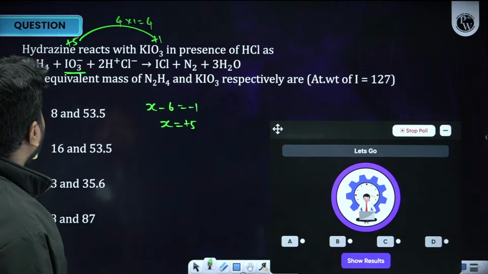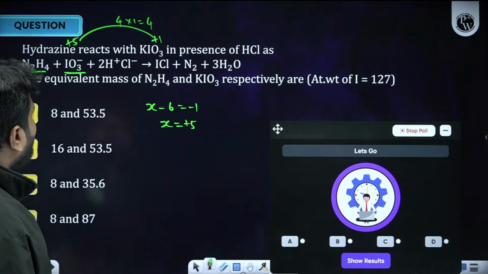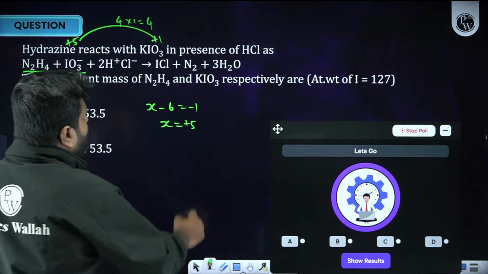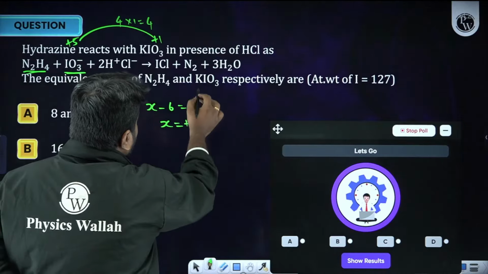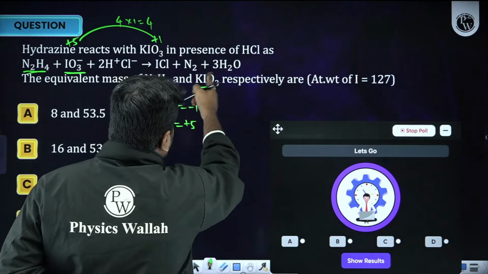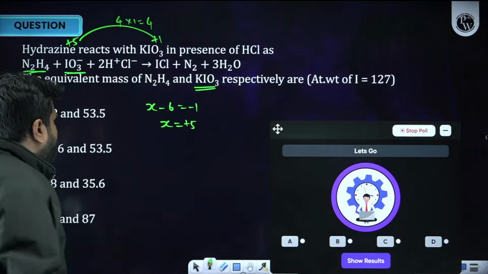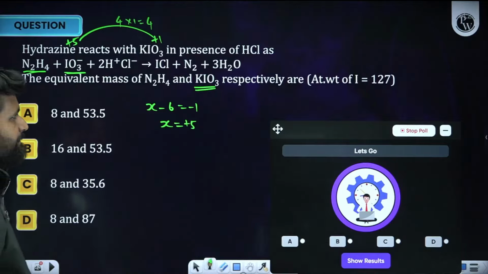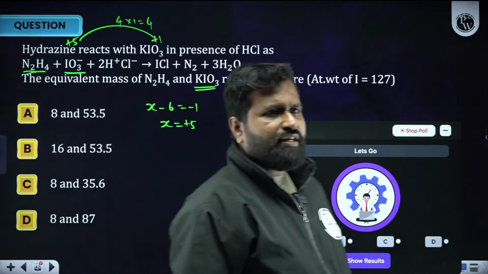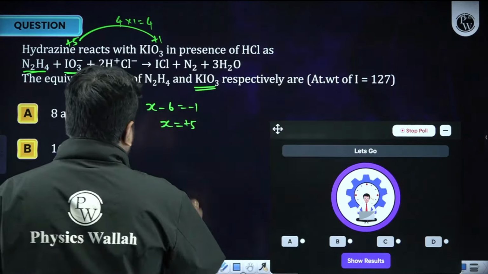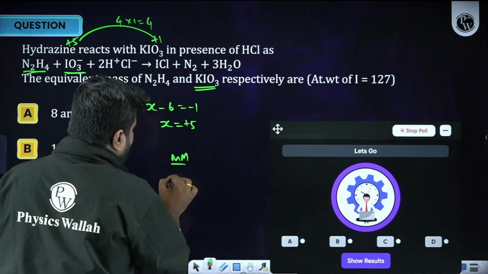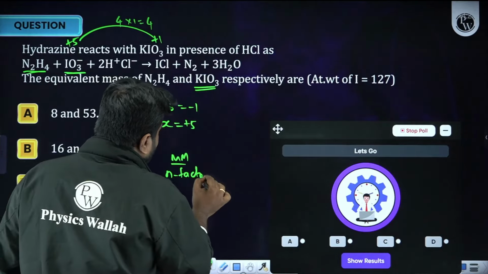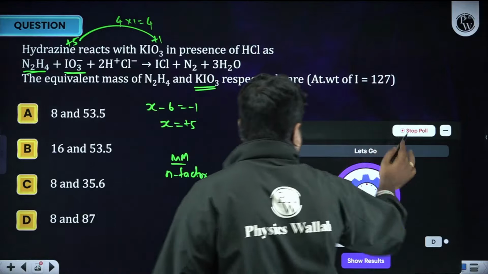Now they are asking for the equivalent mass. What will be the equivalent mass of KIO3? We can calculate it: molecular mass divided by N factor. In the same way, for N2H4 also you guys should be able to do it. Done. So molecular mass divided by N factor, then you can solve this question.